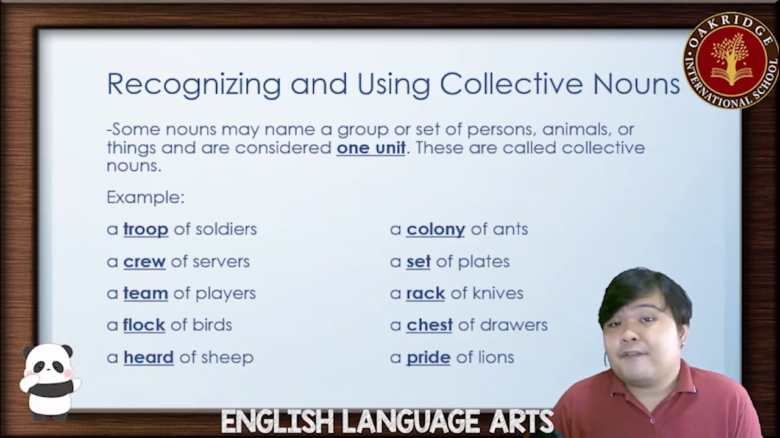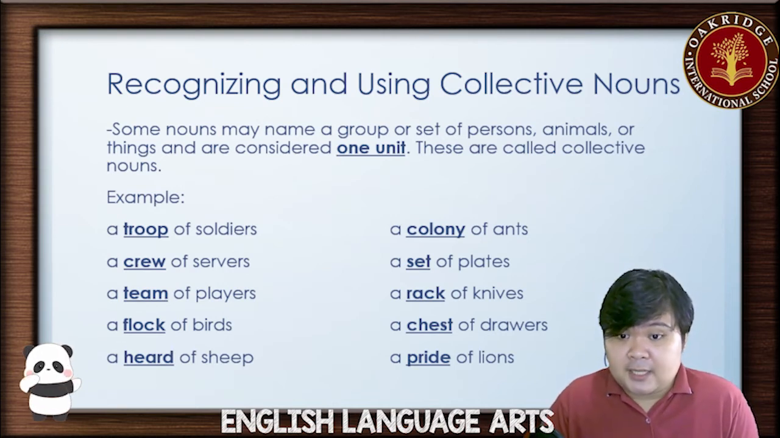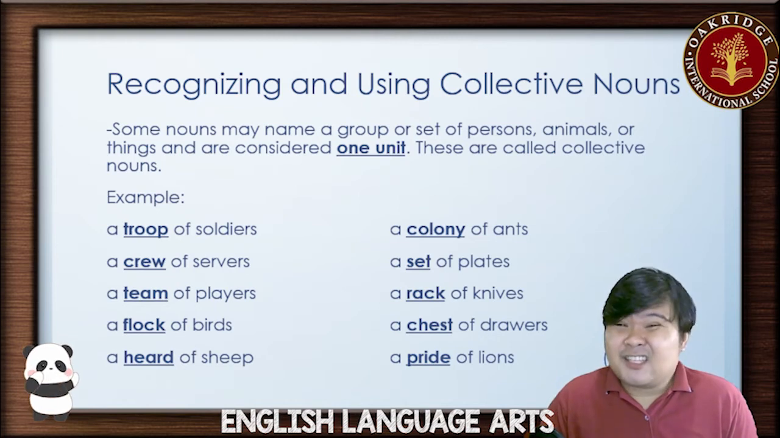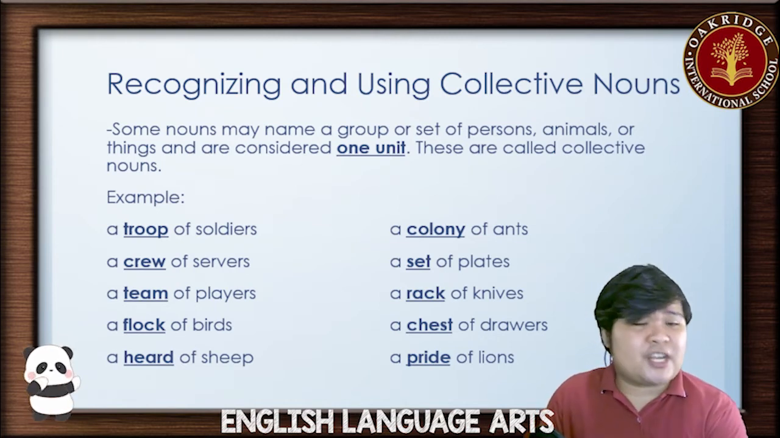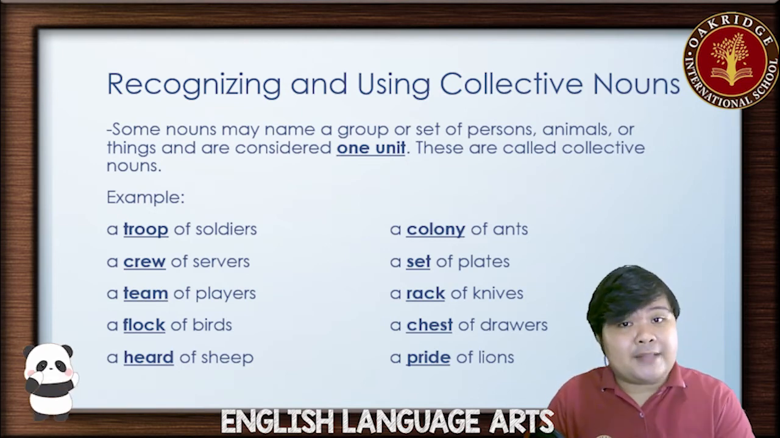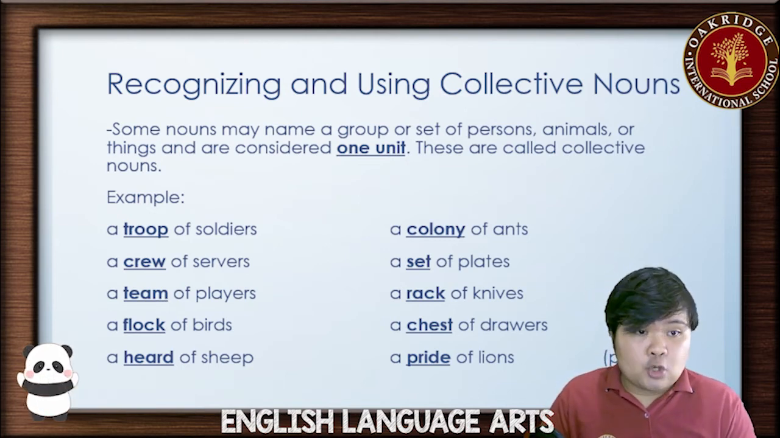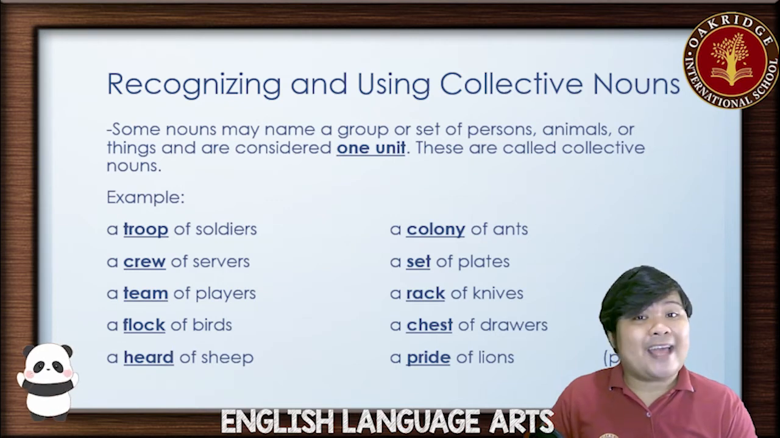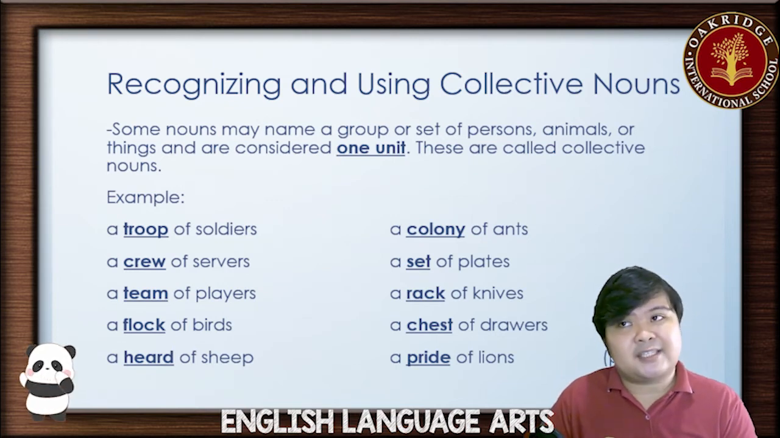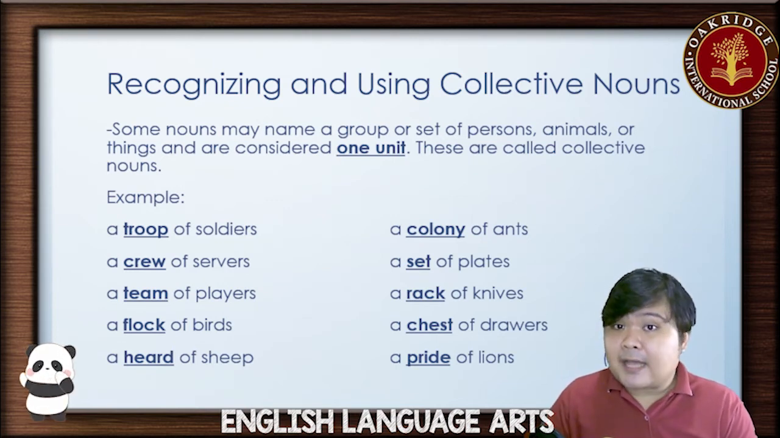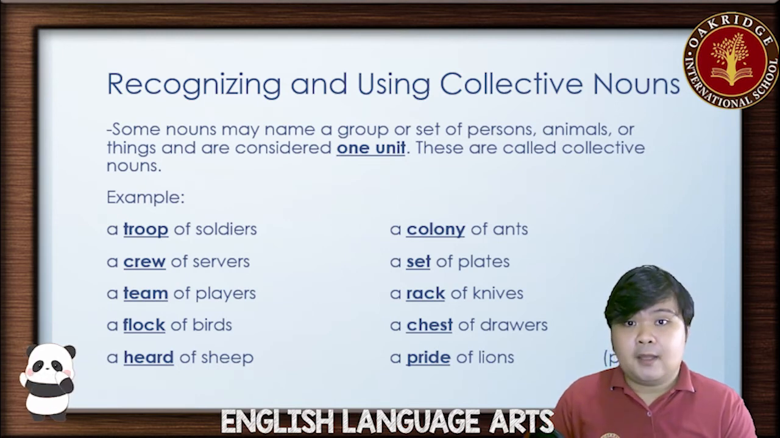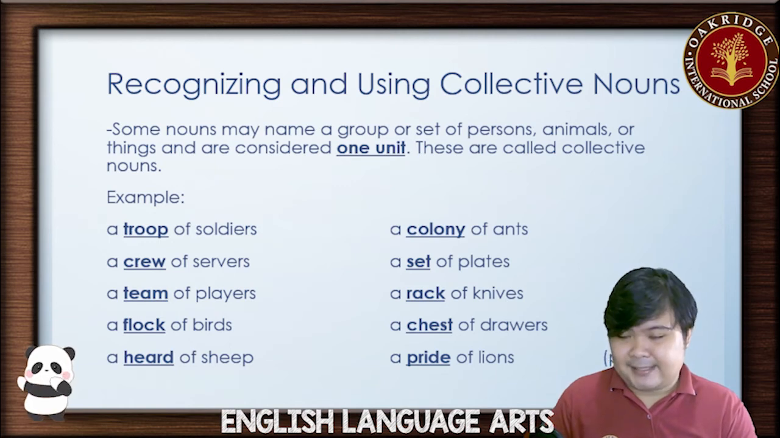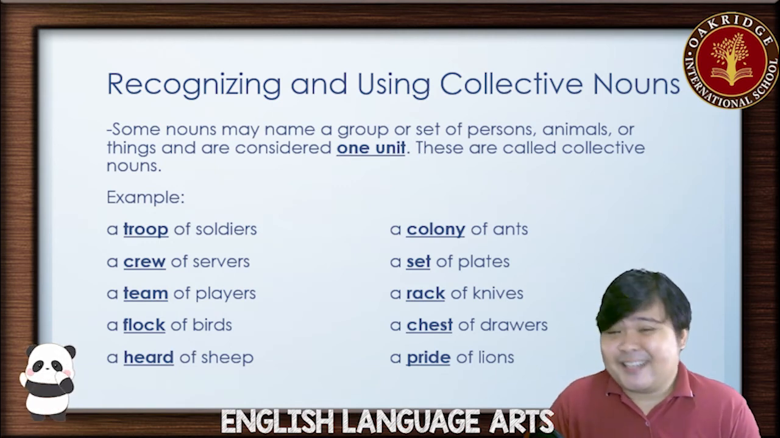Right? A flock of birds. This is a group of birds. A herd of sheep. A colony of ants. A set of plates. A rack of knives. A chest of drawers. A pride of lions. A pride is basically a group or a family of lions, which consists of one alpha lion, a male one, some probably younger male lions, and a group of lionesses. You'll learn that later on in science.